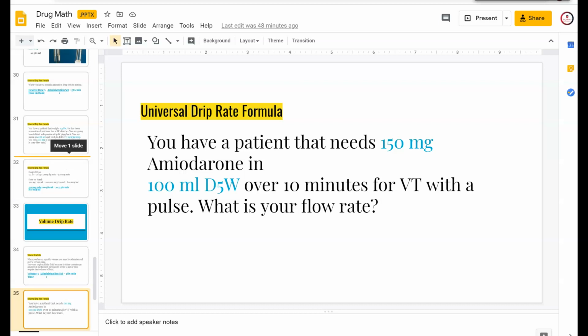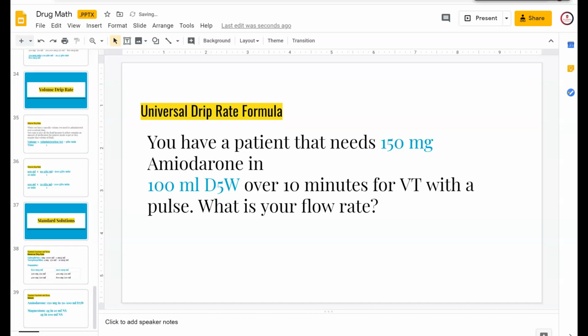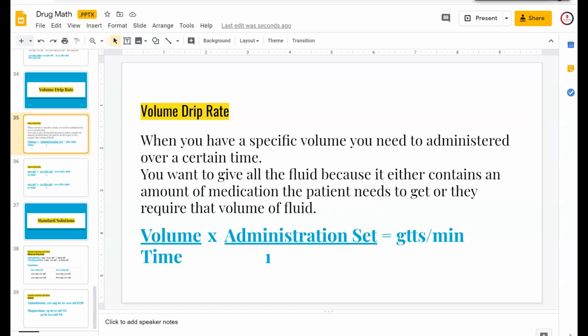Let's see what else we've got left on this. What's the rate of KVO? It is about 3 to 4 drops a minute. It's slow. All right, so we did that.